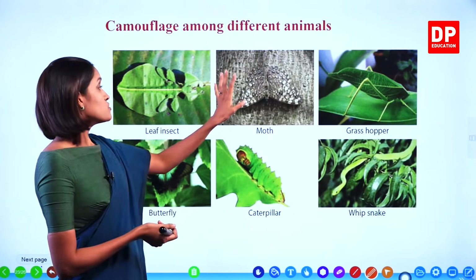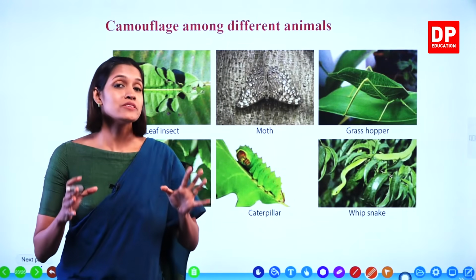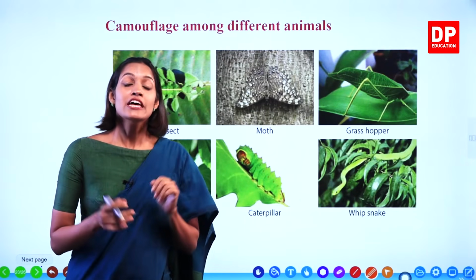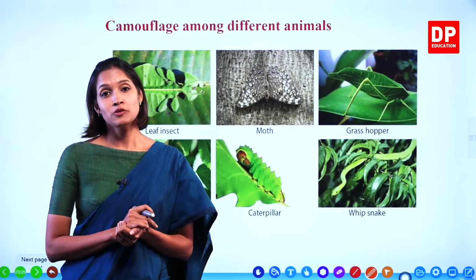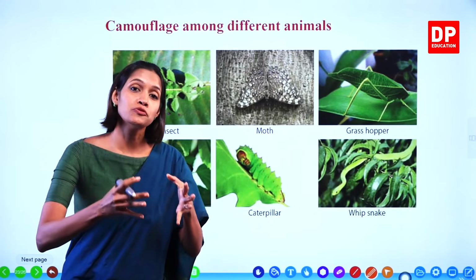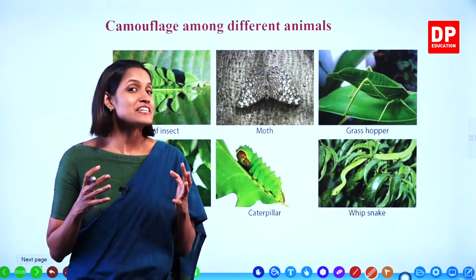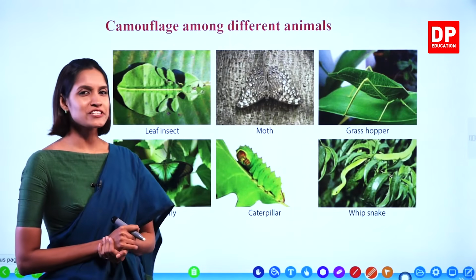Okay children, so some of these animals use camouflage in order to protect themselves from other animals. And some other animals like this whip snake use camouflage in order to find their food. Okay, so they can reach their food or their prey without being noticed. So how interesting our environment is, isn't it children? We have an activity to do now.